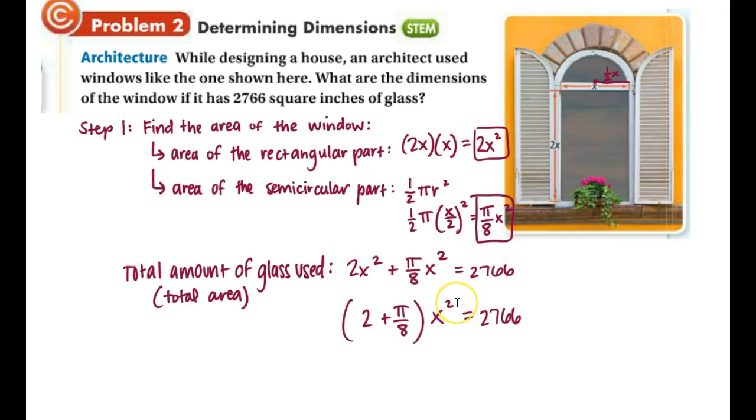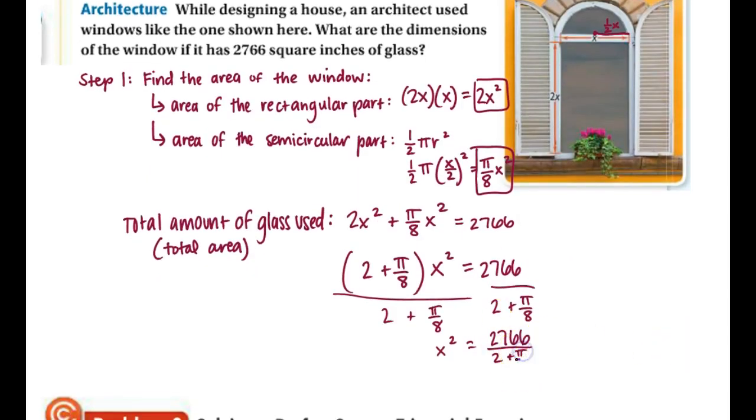And now we have our equation in the ax squared equals c form that we've been working with earlier. So we want to obviously isolate the x value. So we want to divide both sides by 2 plus pi over 8. Now we have x squared equals 2,766 over 2 plus pi over 8. And we want to take the square root of both sides to get the x by itself. So now I'm going to show you how to type that in your calculator.